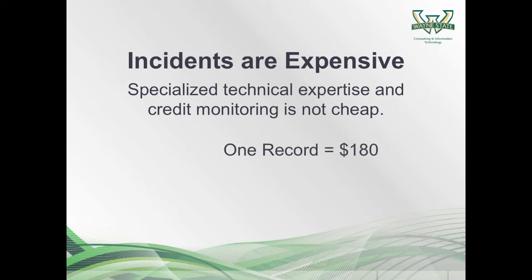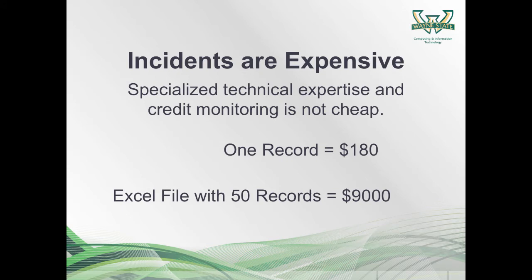In 2013, the average cost per stolen record was about $180 each. What that ends up meaning, though, is that if you have a sensitive Excel file with just 50 student records in it, and that ends up getting compromised, it's going to cost the university about $9,000 to deal with that aftermath. Now imagine a much larger file, like maybe a big database. You can see how this can quickly get out of control.